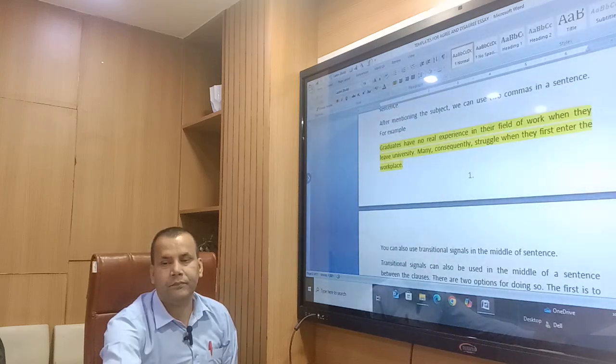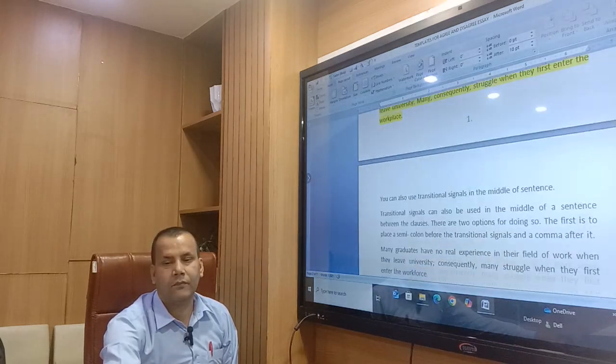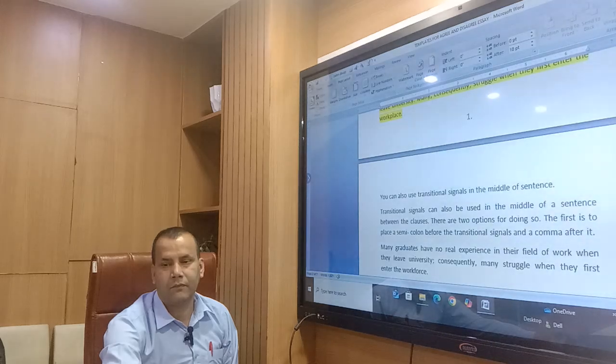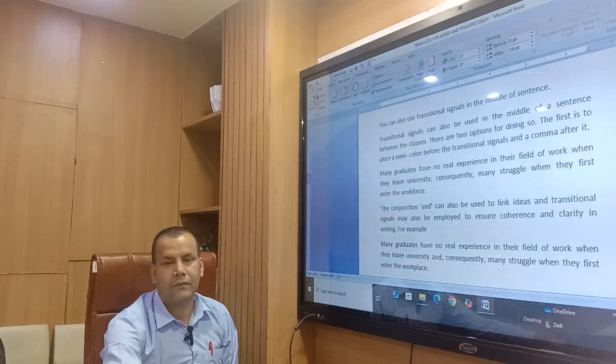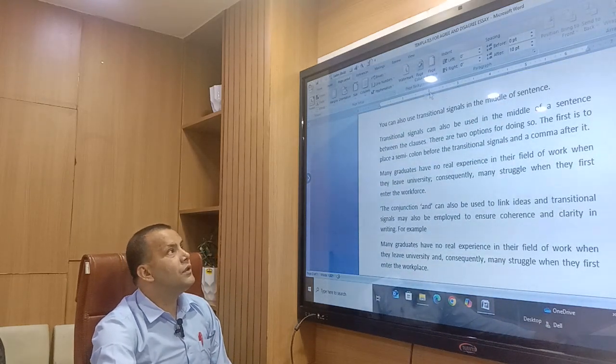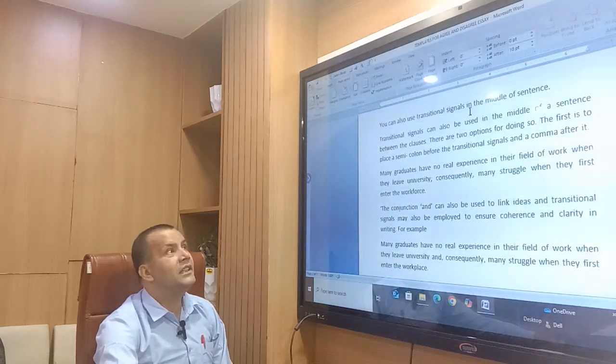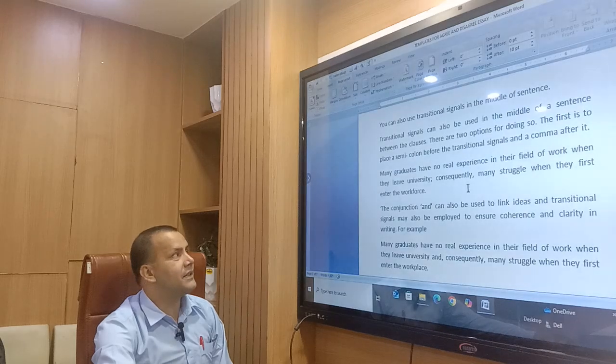Now, you can also use transitional signals in the middle of a sentence. For example, transitional signals can also be used in the middle of a sentence between the clauses. There are two options for doing so. The first is to place a semicolon before the transitional signals and a comma after it. Let me make you understand.